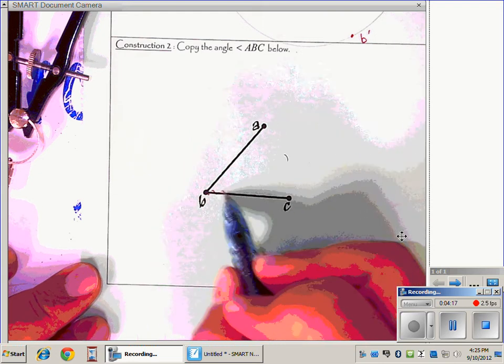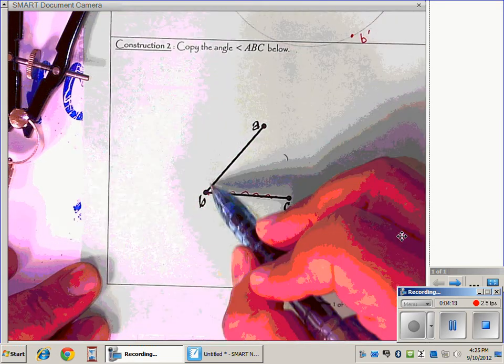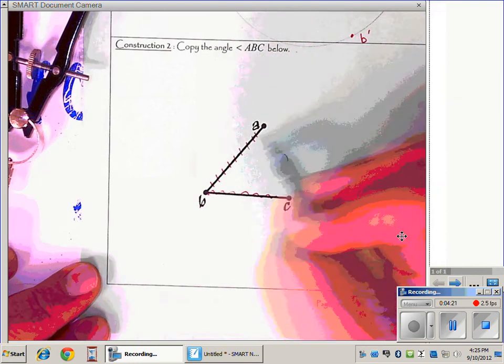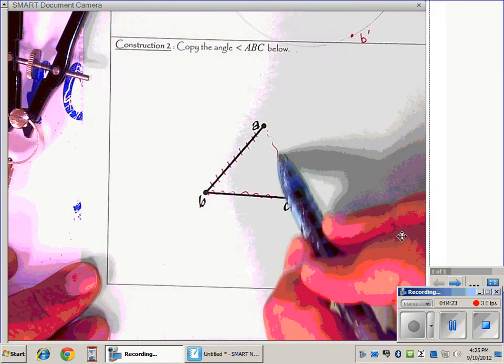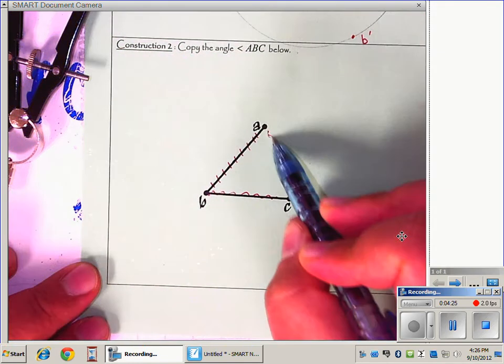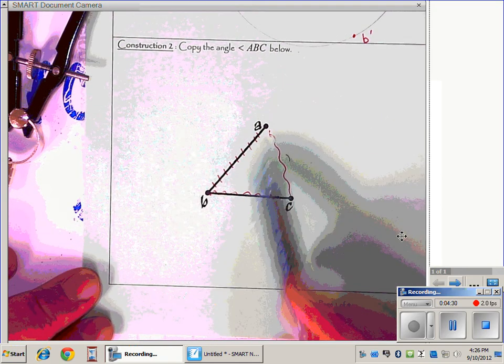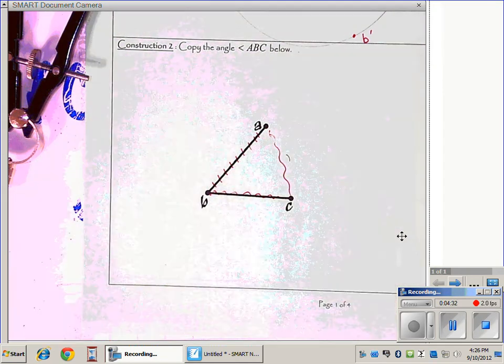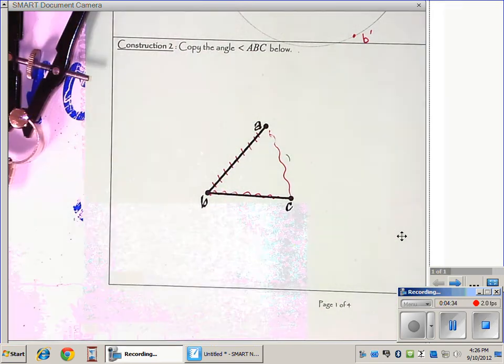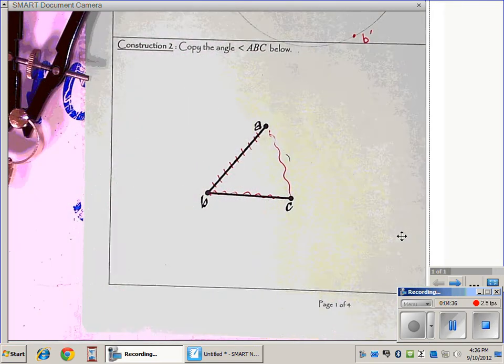We have to copy this distance. And then we have to copy this distance. If we can copy those three distances, in other words, if we can copy the points correctly, then simply connecting point A to point B, then B to C, will actually give us the angle. So let's do that. Now, again, I don't think it matters which one we do first. So just because I chose it first, let's do BC first.